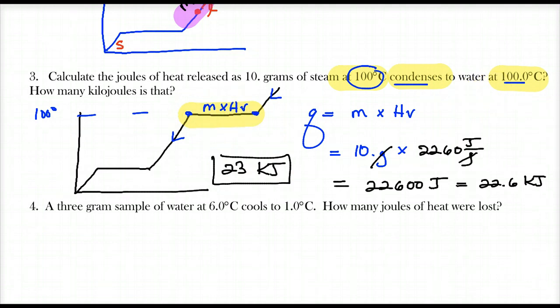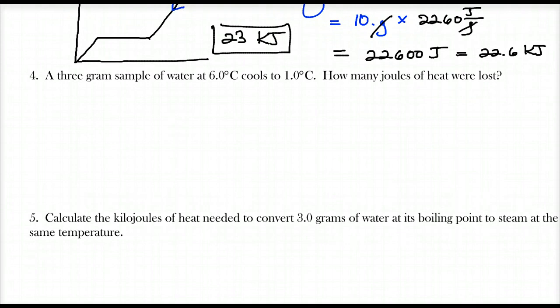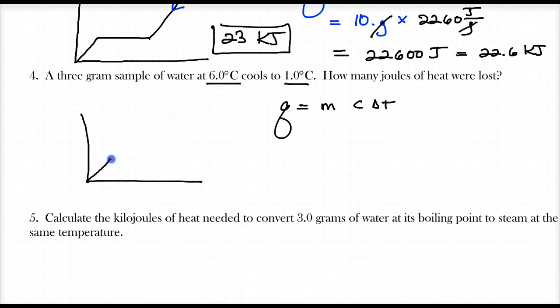Okay, let's go on to number 4. A 3-gram sample of water at 6 cools to 1. How many joules of heat were lost? Are we at a phase change? No, of course not. So of course we're at Q equals MC change in T. There is a temperature change. Where are we on the heating and cooling curve? We're at just the pure liquid phase. So we're here. So it's MC change in T because there is a change in T here. So we're going to plug that in, and you can do that in your own time.